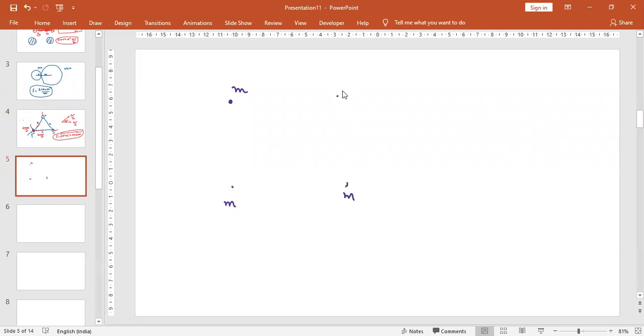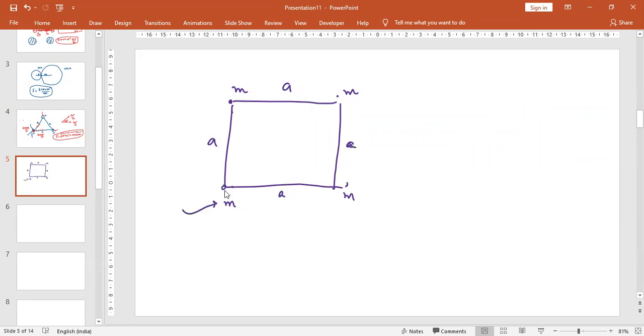Suppose that there is a question in the exam where we have four masses m placed on the vertices of a square of side length a. And my question is, what will be the net force on this mass? Suppose one mass m is sitting right here. So what will be the net force on this mass?